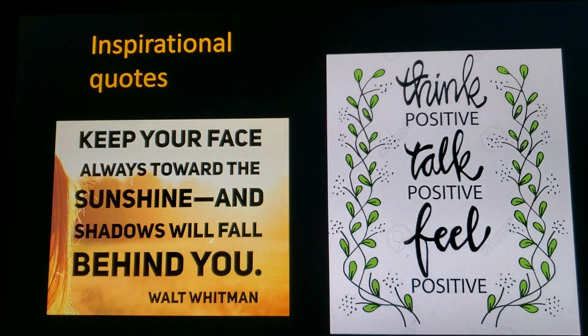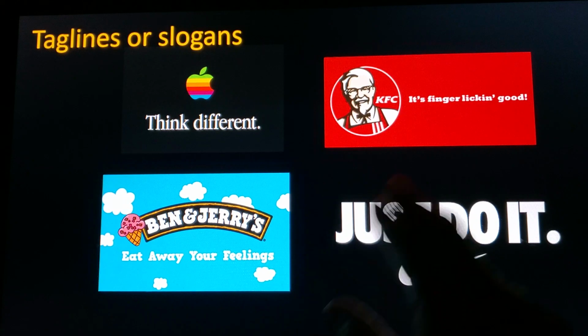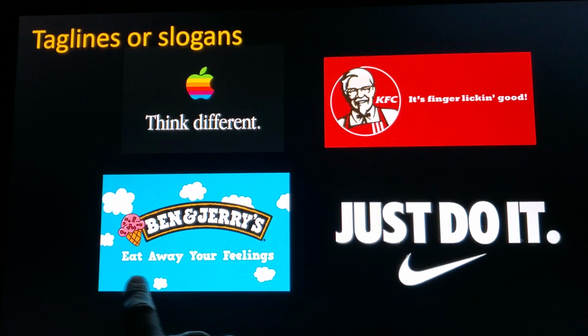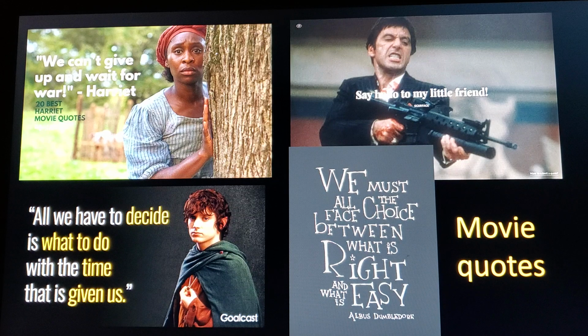Inspirational quotes. Here's an example of some inspirational quotes that you could use in there, part of it or some of it, okay? You can read those on your own. Taglines or slogans. You can use common taglines from products and things in your ideas. Okay, think different, finger lickin' good, just do it. Eat away your feelings. Okay? You can use quotes from movies. These are just movies I found and quotes from different movies.